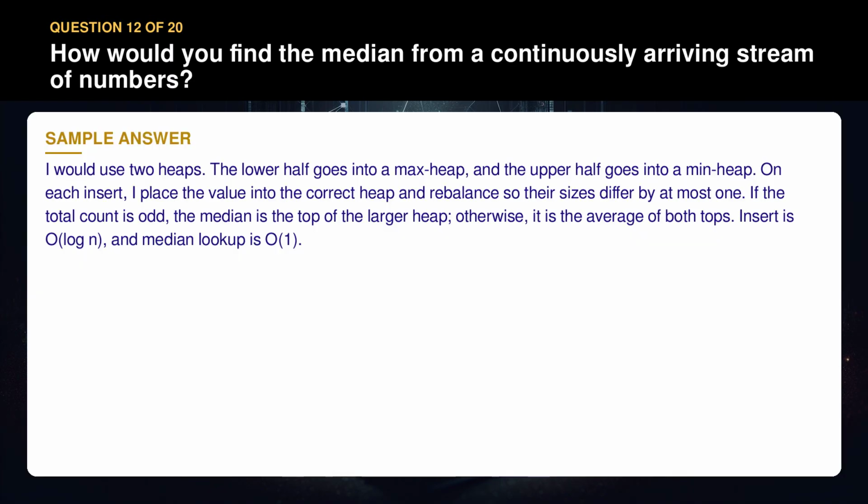I would use two heaps. The lower half goes into a max heap, and the upper half goes into a min heap. On each insert, I place the value into the correct heap, and rebalance so their sizes differ by at most 1. If the total count is odd, the median is the top of the larger heap. Otherwise, it is the average of both tops. Insert is O(log n), and median lookup is O(1).